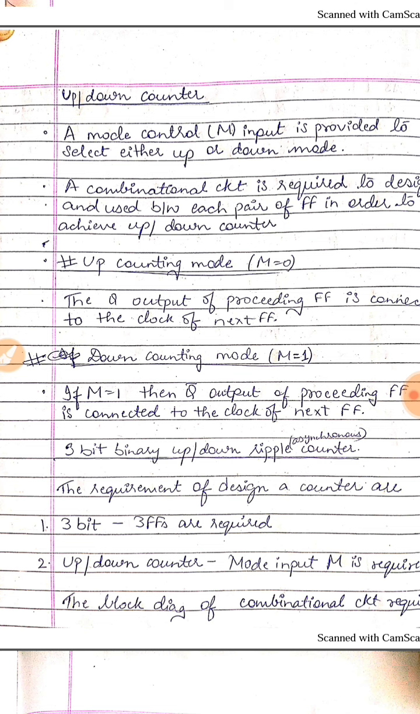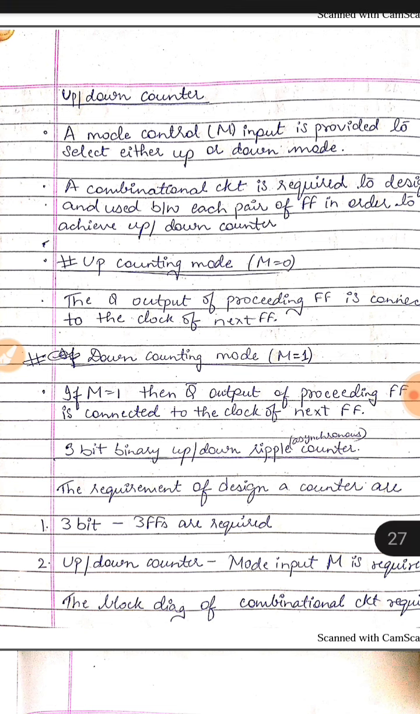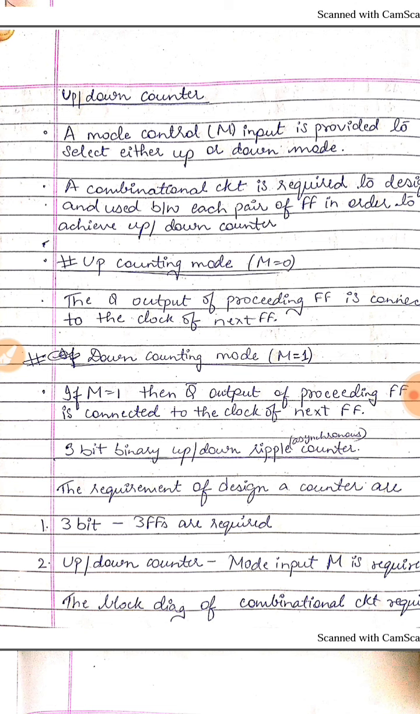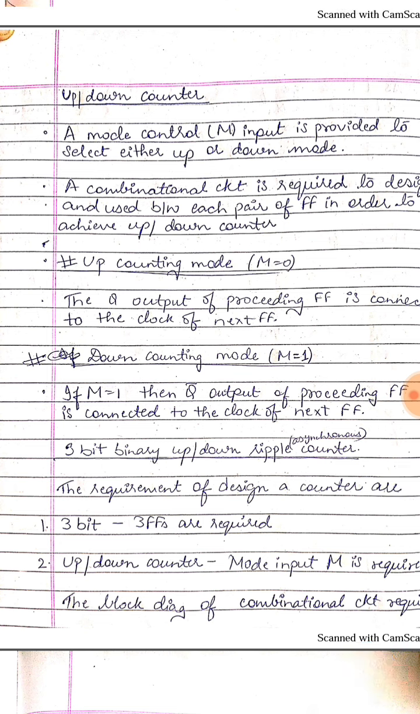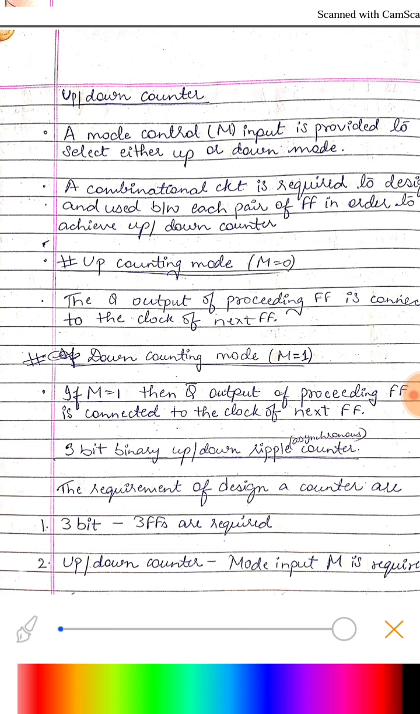While in the down counters we saw that if we want to count in the reverse order, that is, if it is a 3-bit counter, from 7 to 6, 6 to 5. Okay, so how can we do that? We used the intermediate clocks from the complemented output, that is the QA bar.